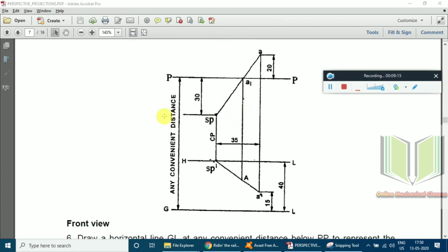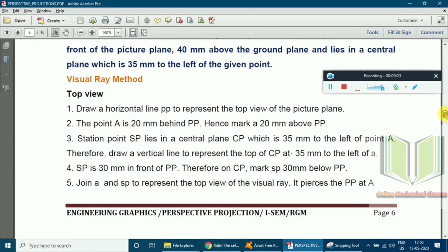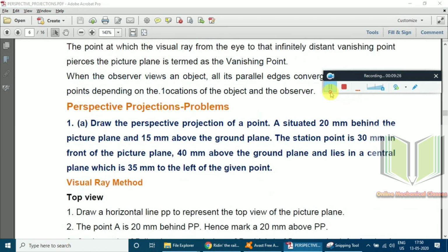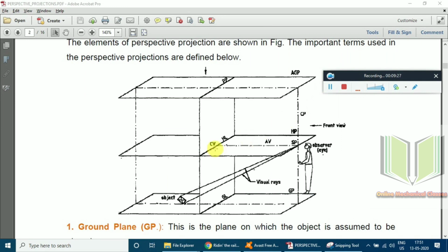And next they have stated the horizon line. The station point is 30 mm in front, and it is how many mm from the ground line? 40 mm above the ground line. So that is your horizontal line, the horizon line HL. Draw the imaginary line HL.